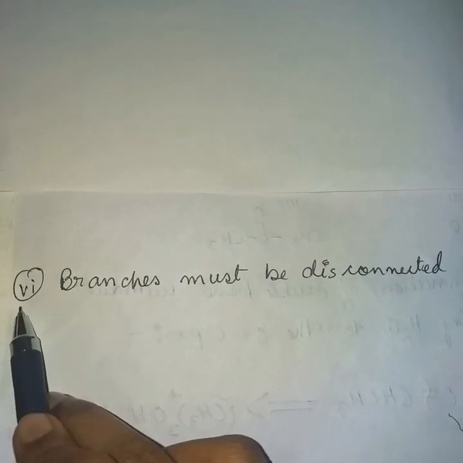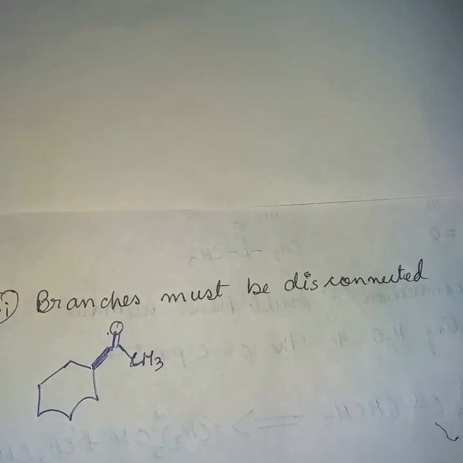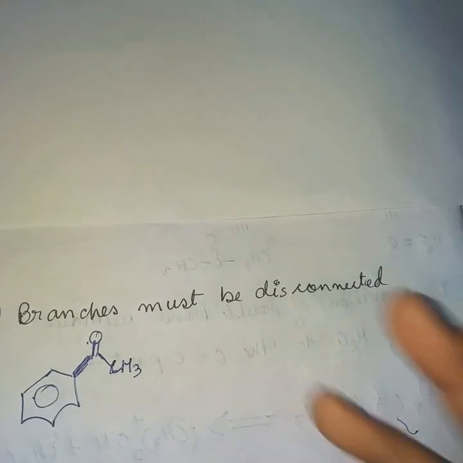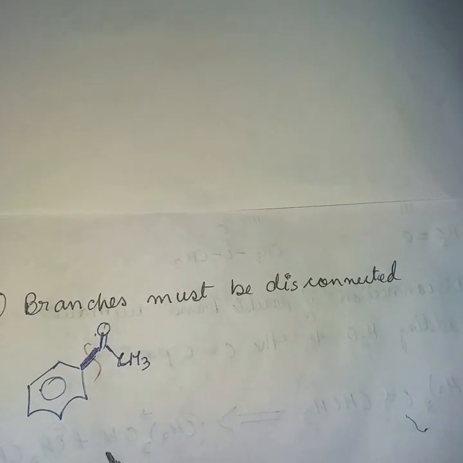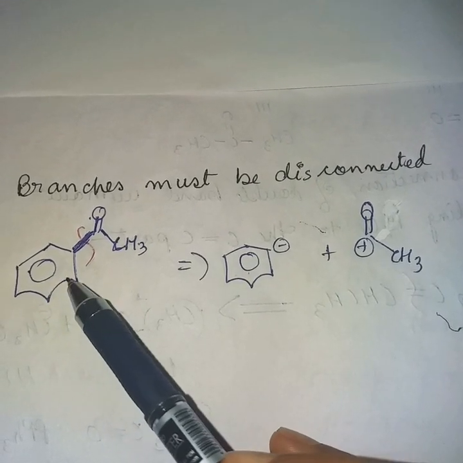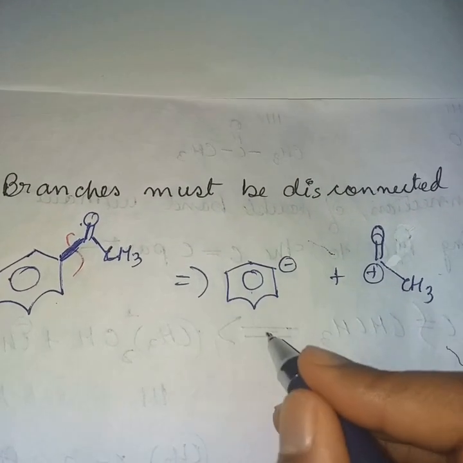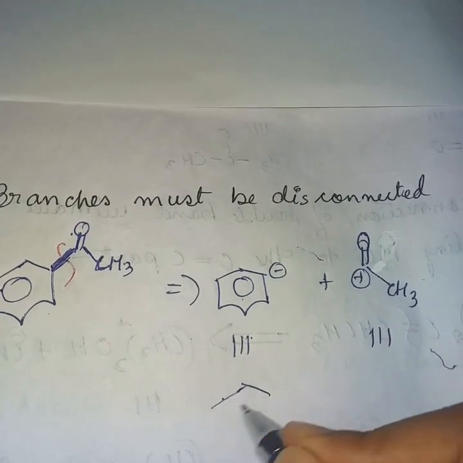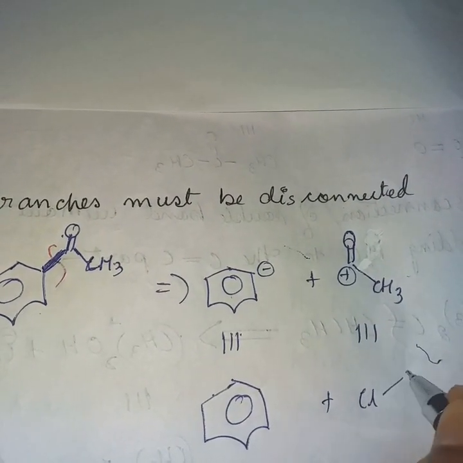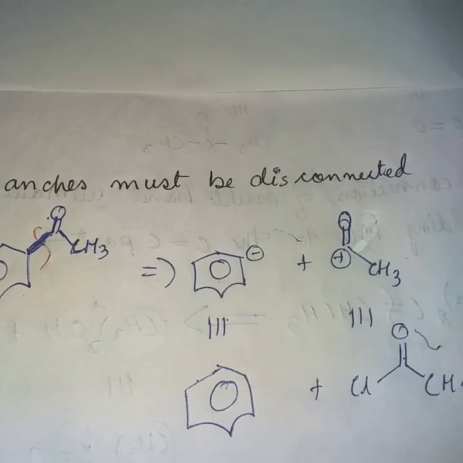This is our sixth rule, that branches must be disconnected. So we will disconnect the branches from the ring. Okay, here we will make the disconnection. These are the two synthons we got after disconnecting this compound. So here the two synthetic equivalents will be benzene and this. We will add one chlorine to the positive charge here, see.